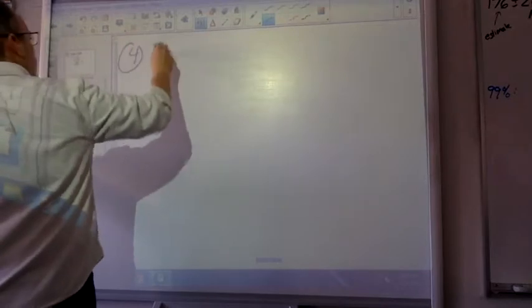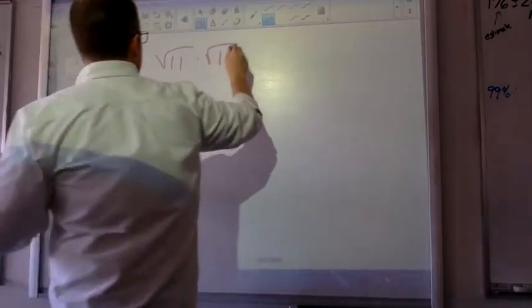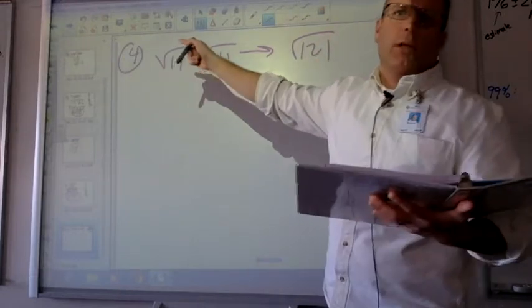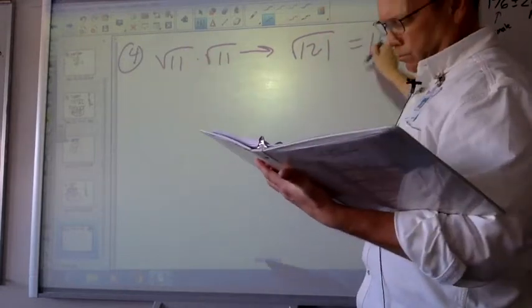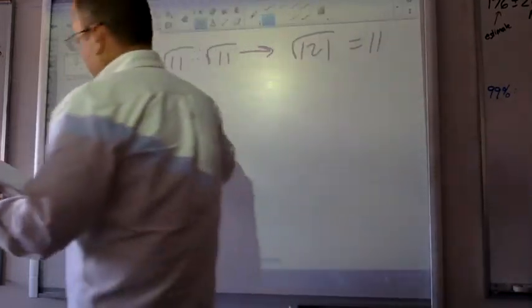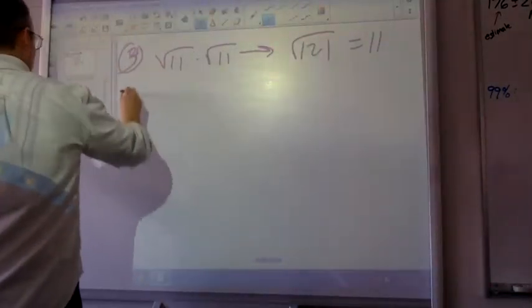Number 4, we have root 11. Root 11. That's going to give me root 121. That's got to be a perfect square because I multiply the same thing. Oh, wrong. You're on 3. Yeah. Oh, that's how you do 4. Or 3, even though you didn't have to do it. 4. Sorry about that.